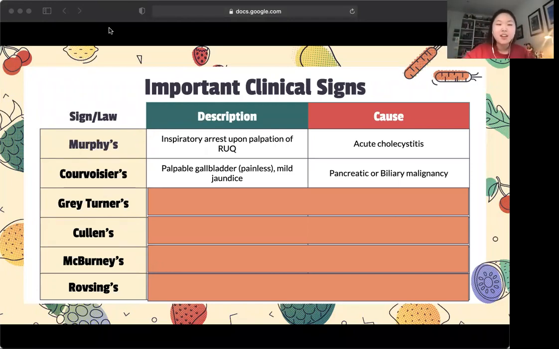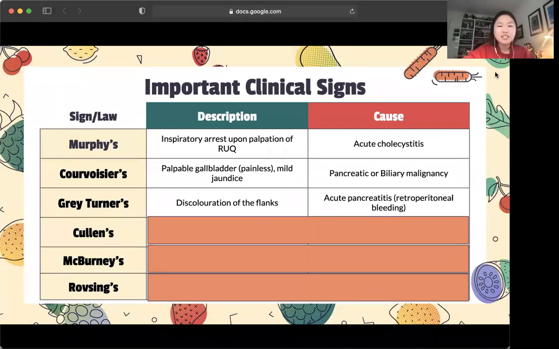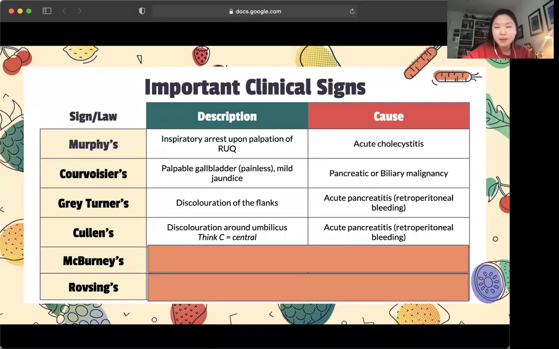Okay, what's Gray Turner's? Amazing. So Gray Turner's is discoloration of the flanks, basically acute pancreatitis. We've already kind of covered this. And what's Cullen's? Amazing. So I think a lot of people remember that C is for central, or it makes that kind of shape around the umbilicus. So Cullen's is the center, Gray Turner's is the other one, so it's on your flank. Both of these are acute pancreatitis.